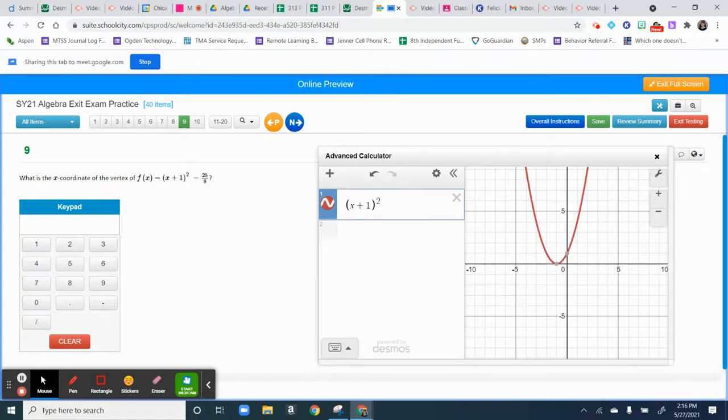x plus 1 squared minus 25/9. The vertex is either the highest or lowest point on the graph. So that's going to be right here. And they're asking for the x-coordinate. So the x-coordinate is -1. That's it. That's it? That's all you have to do for that one. Yep. Graph it, find the point.